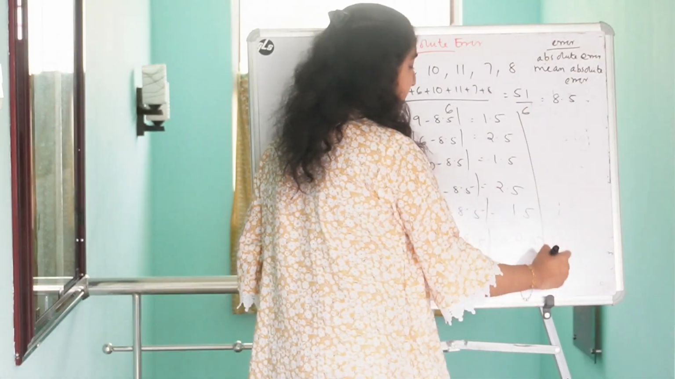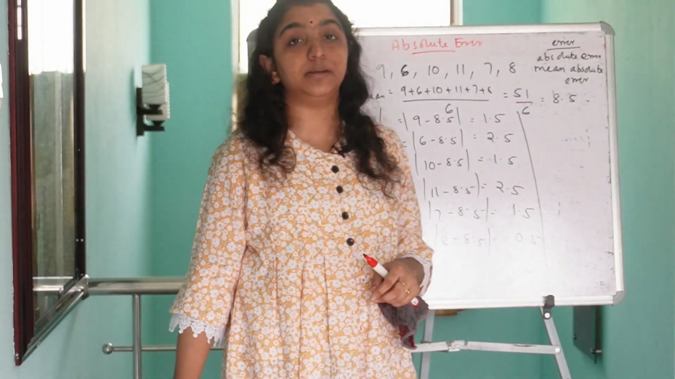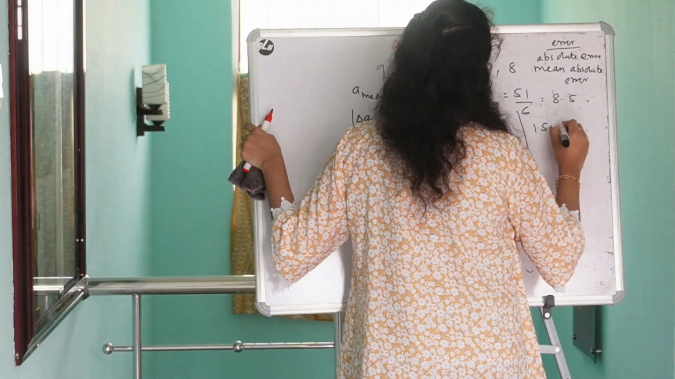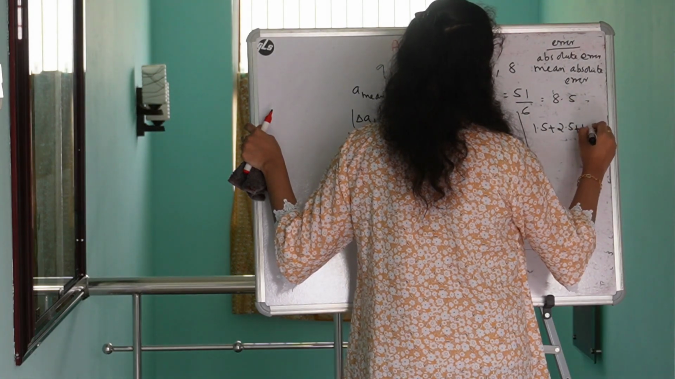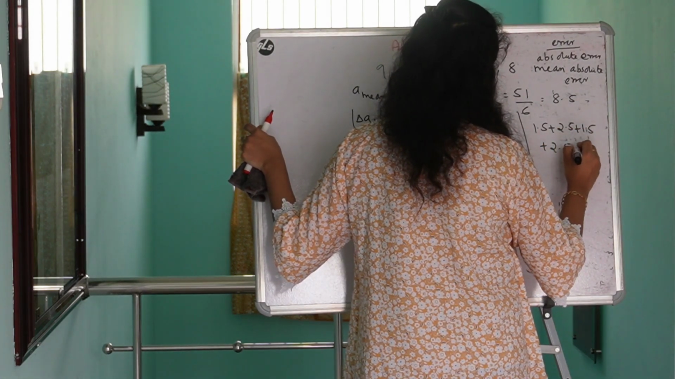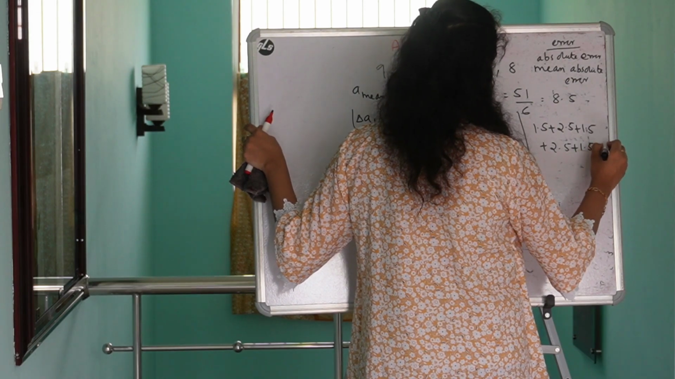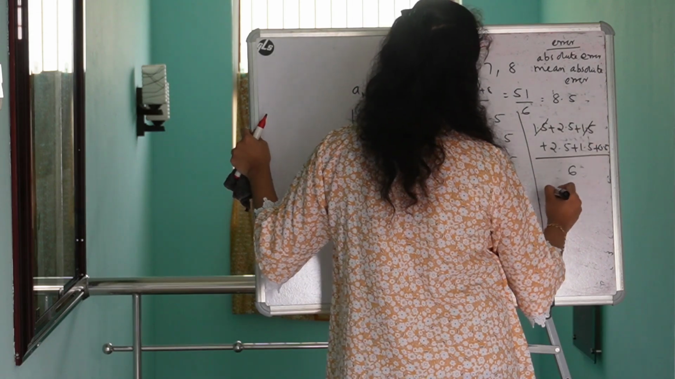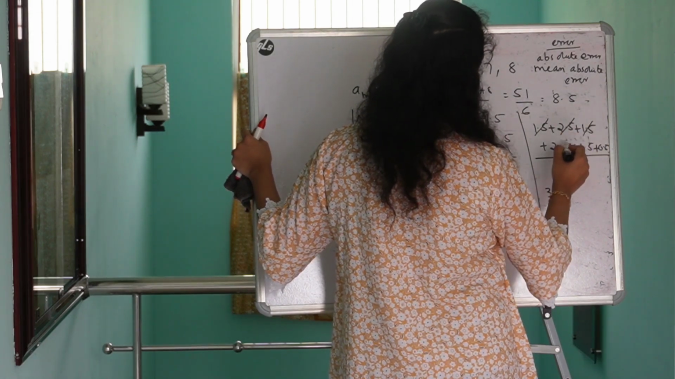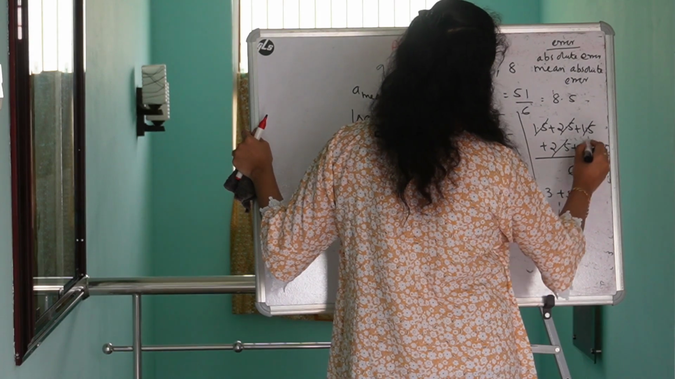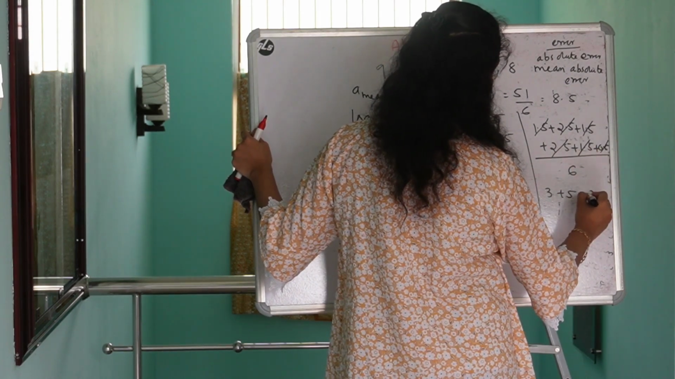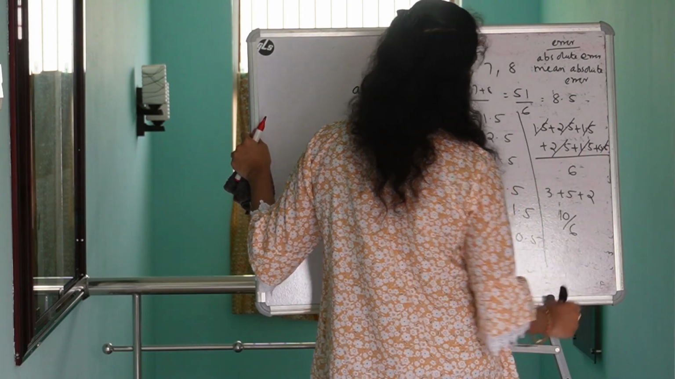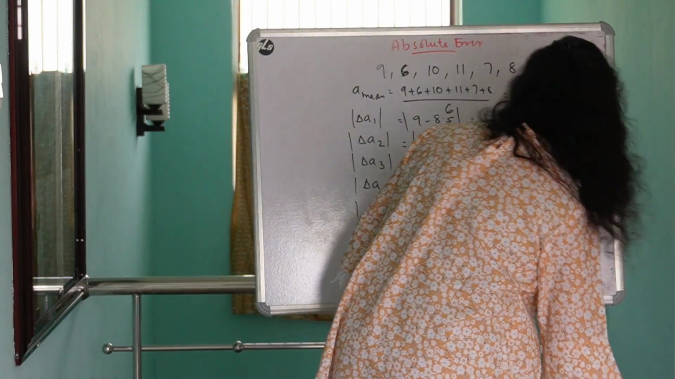So how do I find mean absolute error? Mean absolute error is nothing but the mean value of all those absolute errors, isn't it? So 1.5 plus 2.5 plus 1.5 plus 2.5 plus 1.5 plus 0.5, divided by 6. 1.5 plus 1.5, 3. Again 2.5 plus 2.5, that is 5. 1.5 plus 0.5 is equal to 2. So 3 plus 5, 8 plus 2, 10. 10 divided by 6. Let me check. Am I right or not?